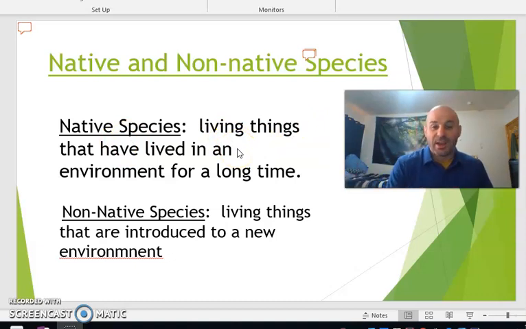So non-native species are any species that are introduced to a new ecosystem that haven't normally lived there for a long time. So an invasive species is not native to that area. It gets introduced to a new ecosystem. And if that species is better at getting food and avoiding predators than other living things that live there, then it may spread and become what we call an invasive species.